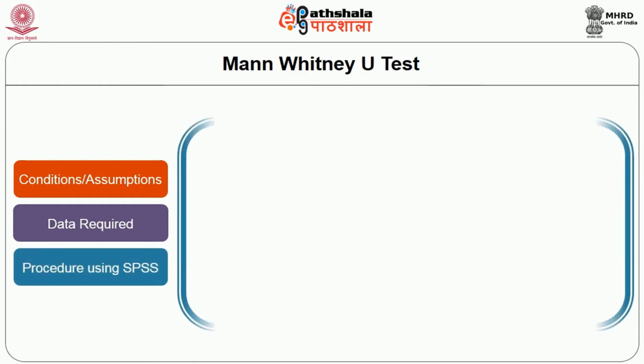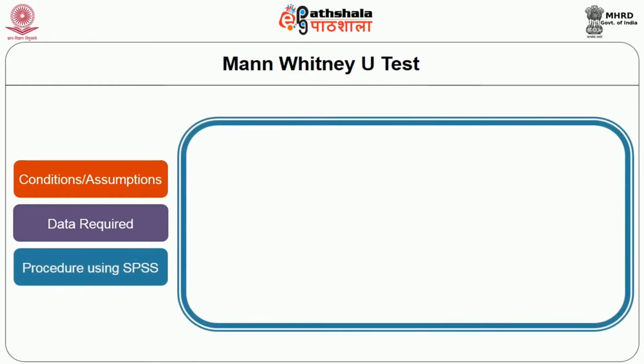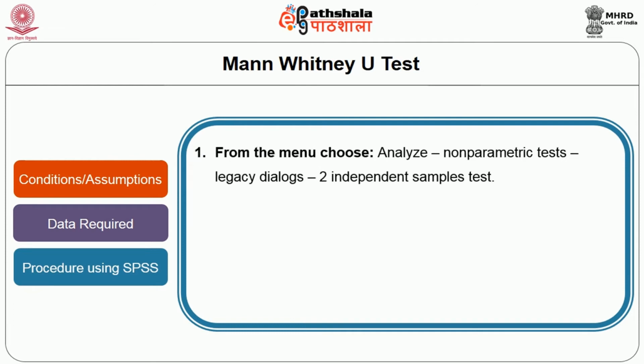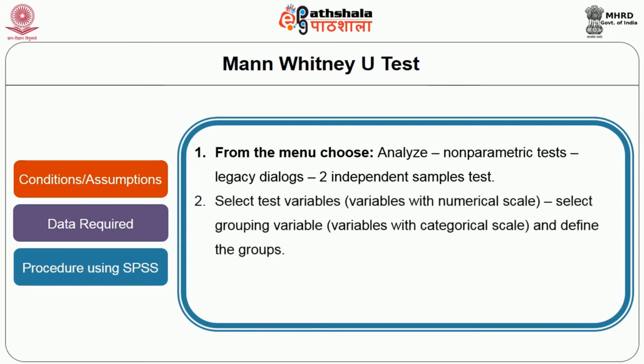Now, the procedure for doing this test using SPSS: from the menu, choose Analyze, Non-Parametric Tests, Legacy Dialogs, Two Independent Samples. Select the test variable, that is with a numerical scale, and then select the grouping variable, that is in a categorical scale, and define the groups. Then select the test type as Mann-Whitney U test and click OK.